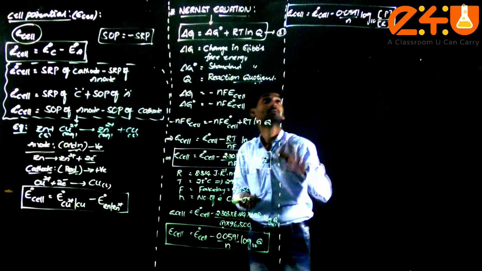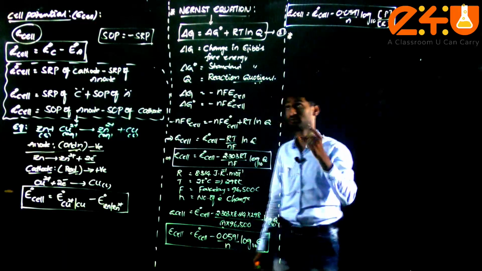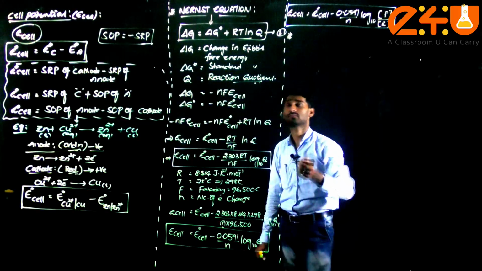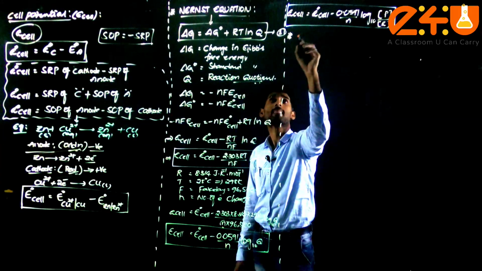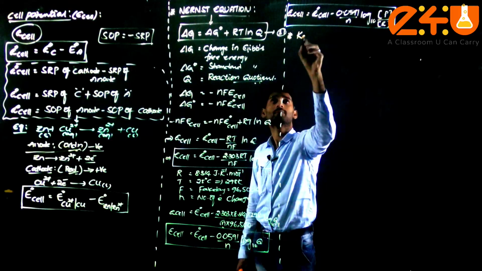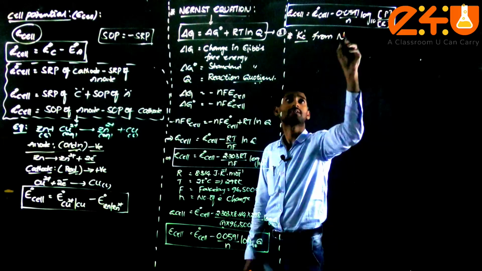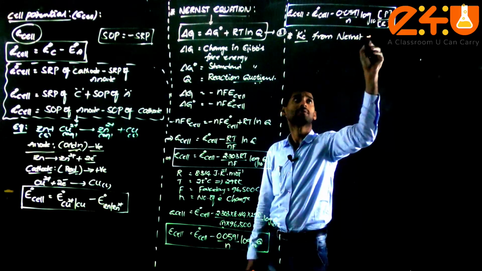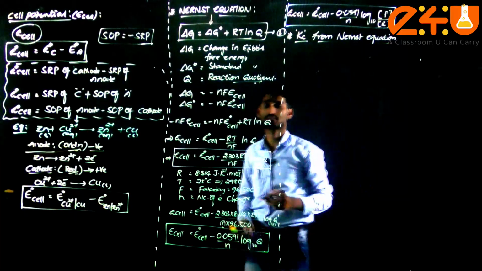Next, we have to derive the equilibrium constant Kc from the Nernst equation. These formulas are very important to calculate, dear students. Next is the numerical part.